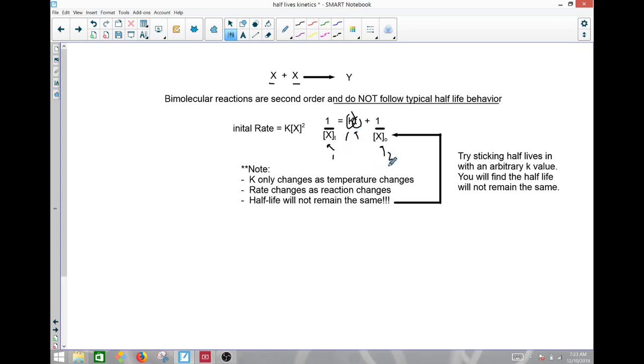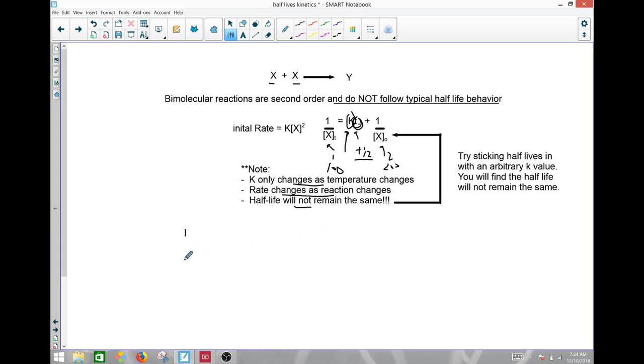All right. But if you went 200 and 100, you're going to get the same K value because the K is not changing. K is temperature dependent, but you're going to get a different T1/2. Okay, so everything that you think about as far as half-lives do not work. They do not remain the same. The rate is still changing, but the K only changes if the temperature changes. So keep in mind the T1/2 will be changing.